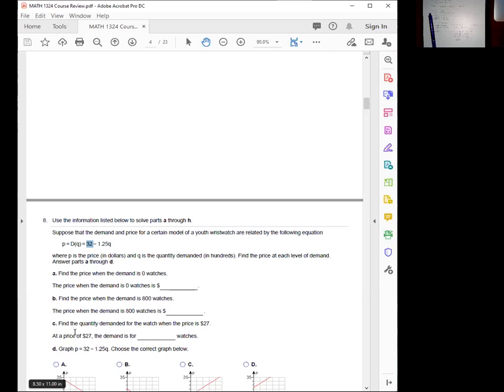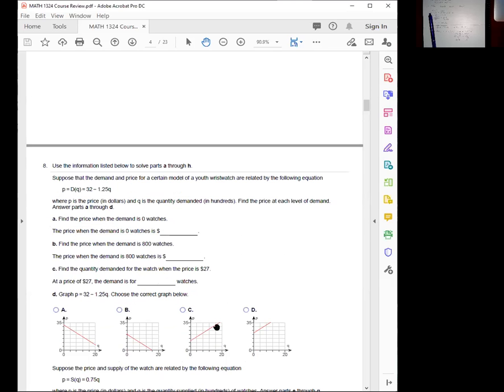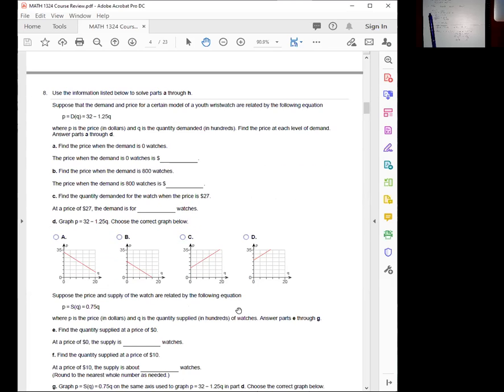Okay. Find the quantity demanded for a given price. Yeah, basically we're just plugging in numbers. There's not much to do here, really. Do you have any questions on number 8? Do you see what you're supposed to do? Just plug in 0, plug in 800.